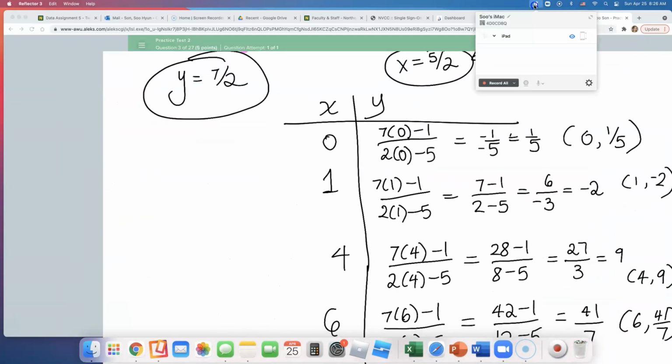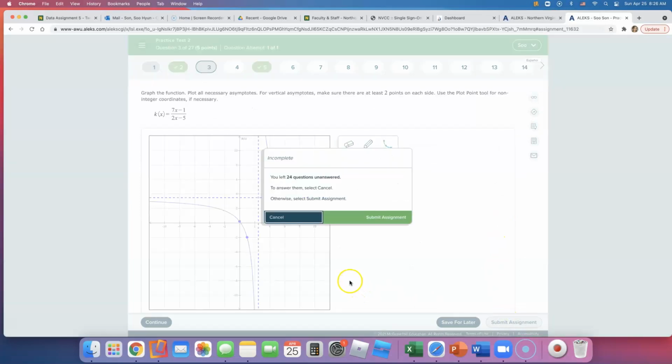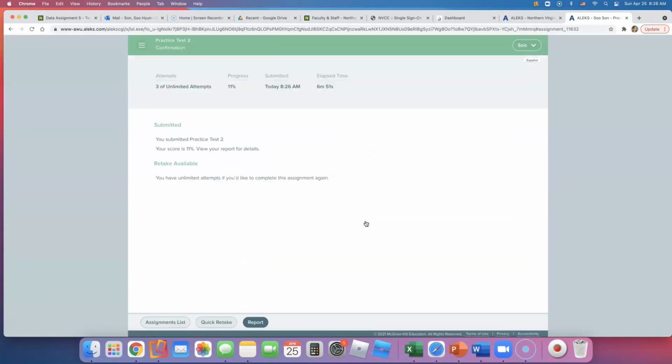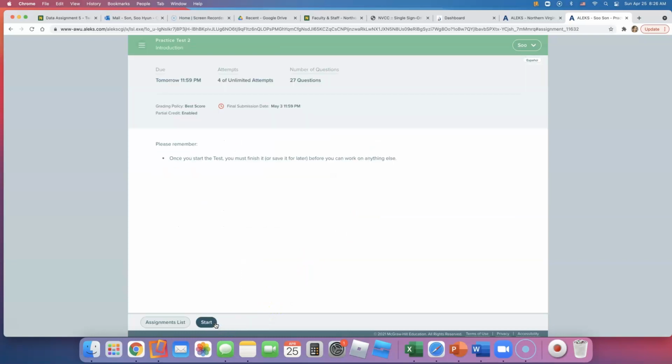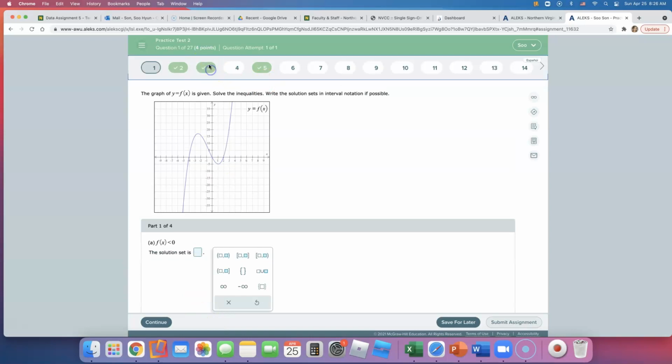Let me go ahead and put away my notepad for a second. Click on submit assignment. And what I want to do is come back into this assignment, see number 3 marked off. Let's take a look. Yay, see, we have a check mark next to number 3. That means we did it right.